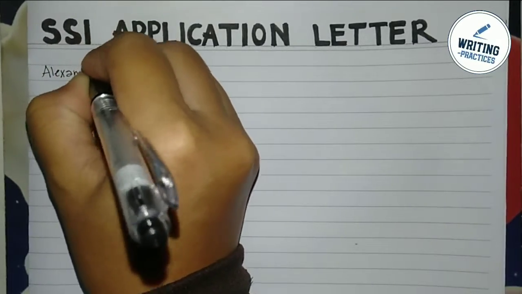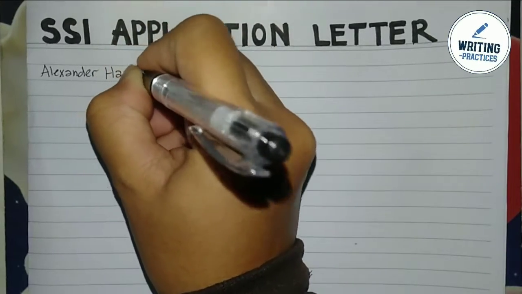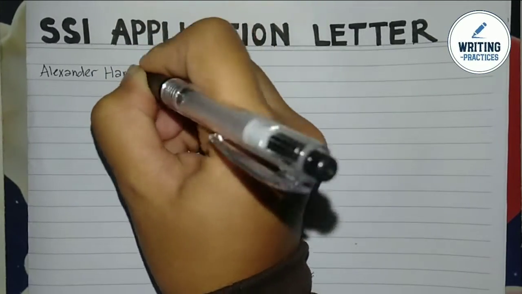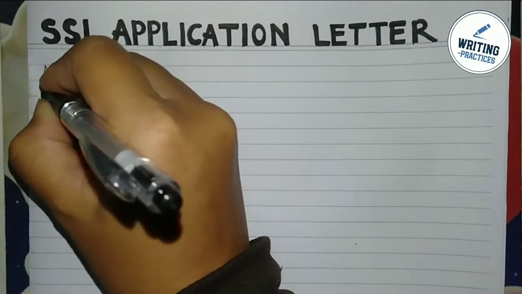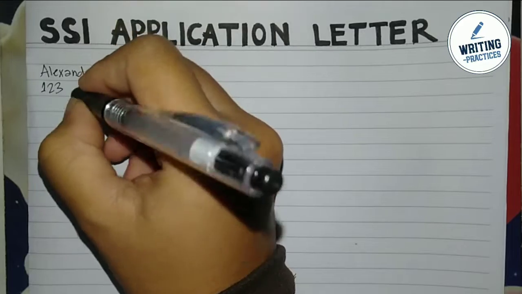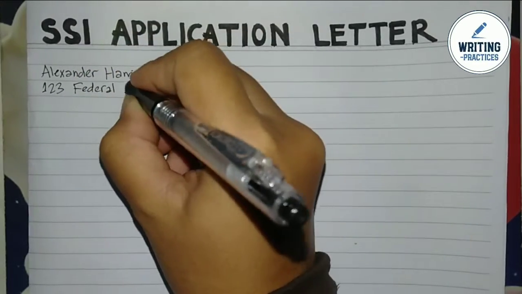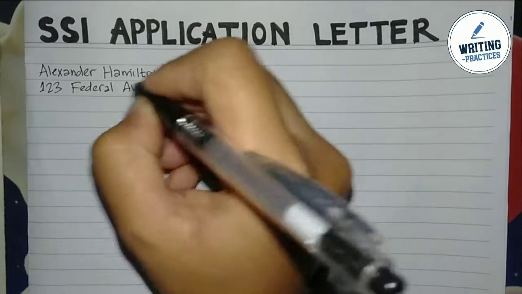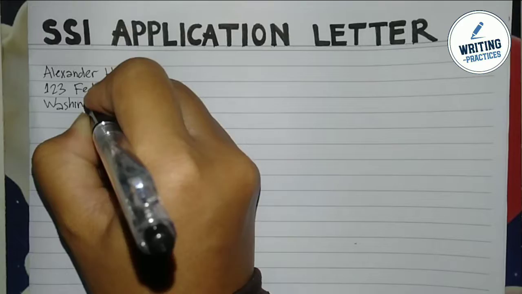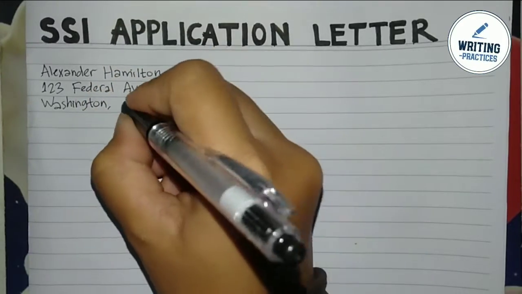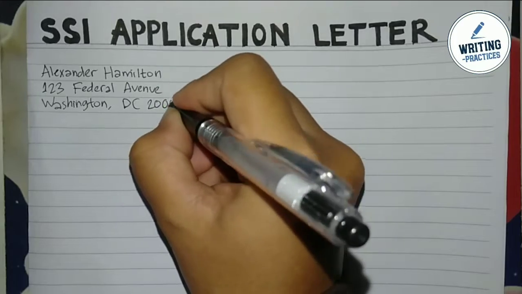Today, we are going to learn how to write an SSI application letter. What is an SSI application letter? A Supplemental Security Income or SSI application letter is a written request submitted by an individual seeking financial assistance through the Supplemental Security Income Program in the United States. SSI is a federal income supplement program designed to help aged, blind, and disabled people with little to no income meet their basic needs for food, clothing, and shelter.